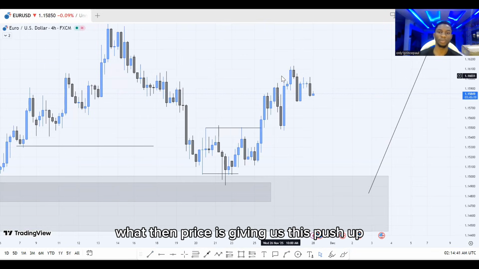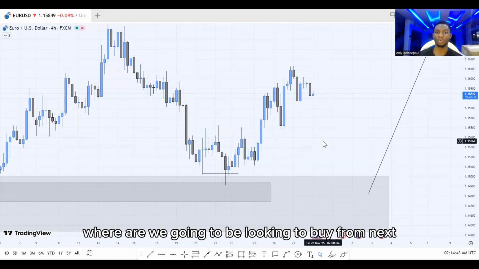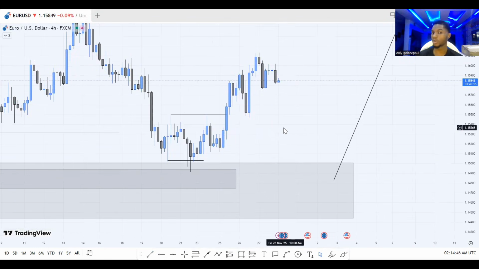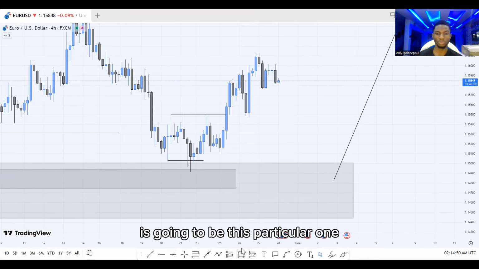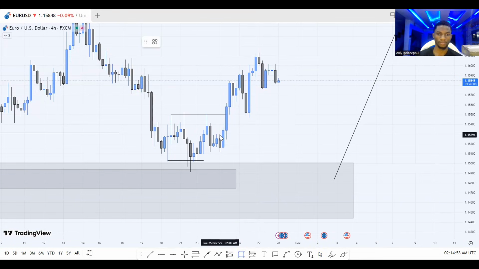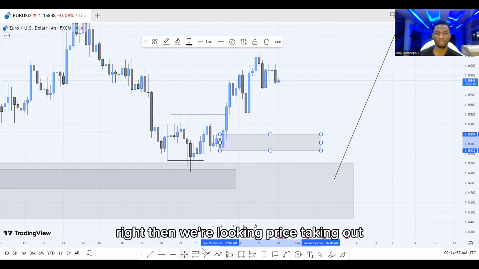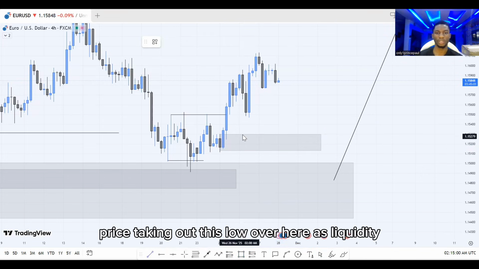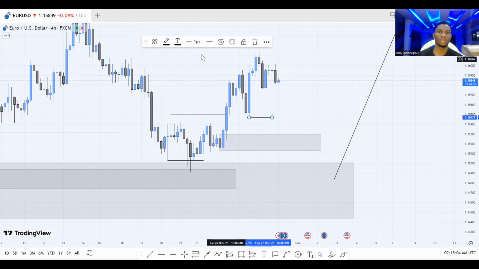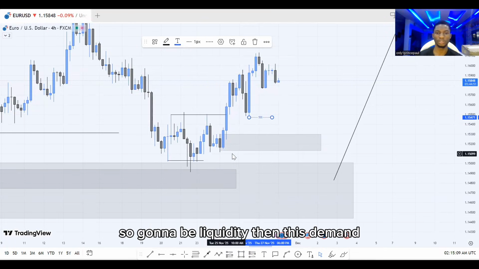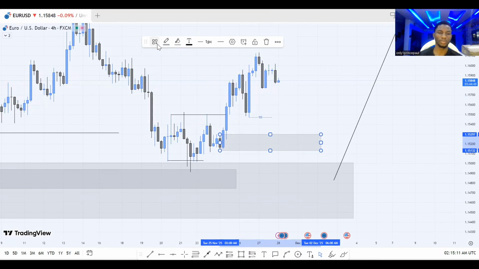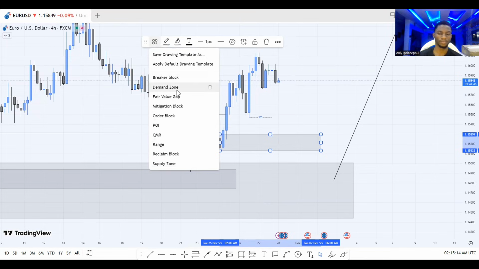Price is giving us this push up, pull down. Where are we going to be looking to buy from next? The last valid demand zone that has not been mitigated is going to be this particular one, this candle, right? Then we're looking at price taking out this low over here as liquidity, then price tapping into that demand zone. So it's going to be liquidity, then this demand zone.